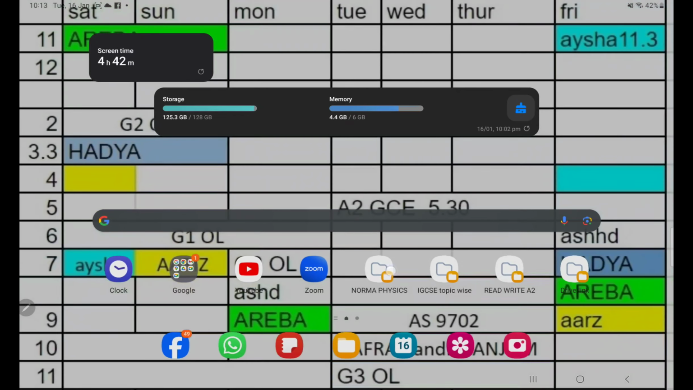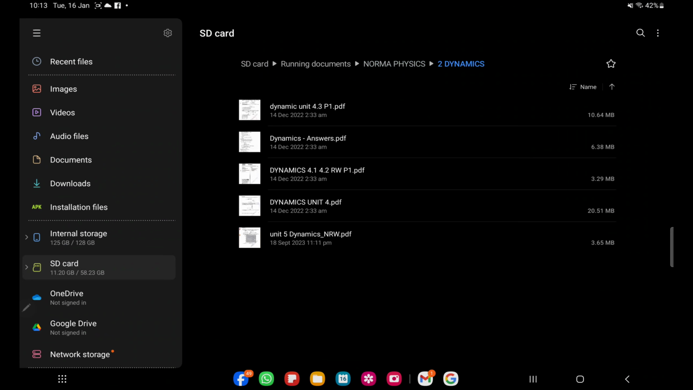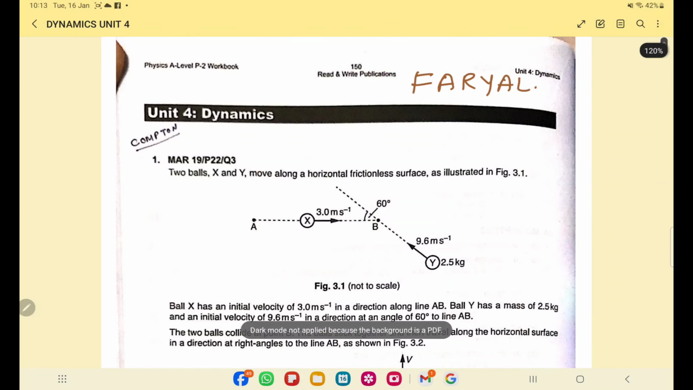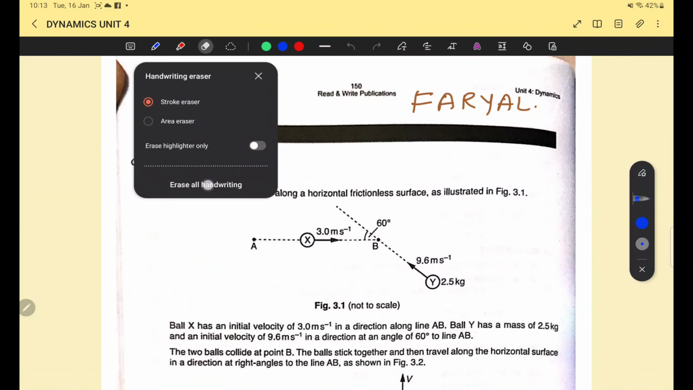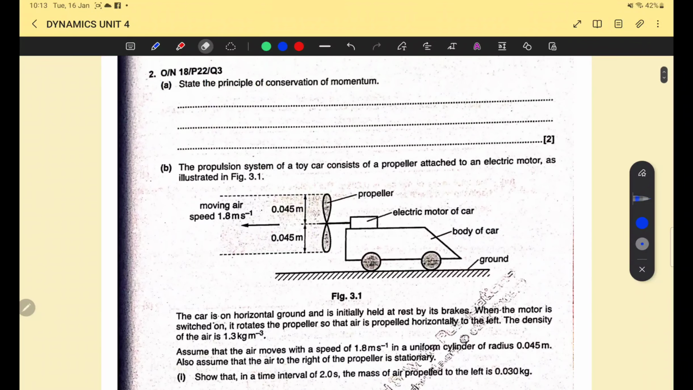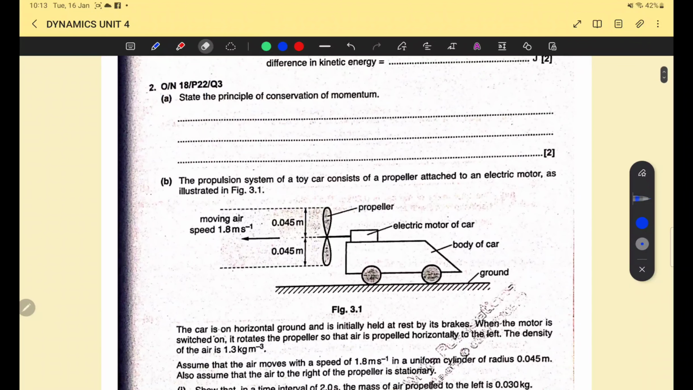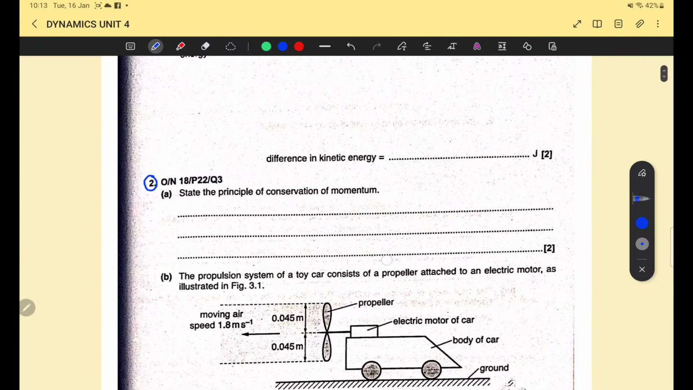So, this is AS physics, it is dynamics, and it is unit number 4. Okay, let's start the chapter. How about starting with question number 2? What is question number 2? The question is: state the principle of conservation of momentum. What is the principle of conservation of momentum?